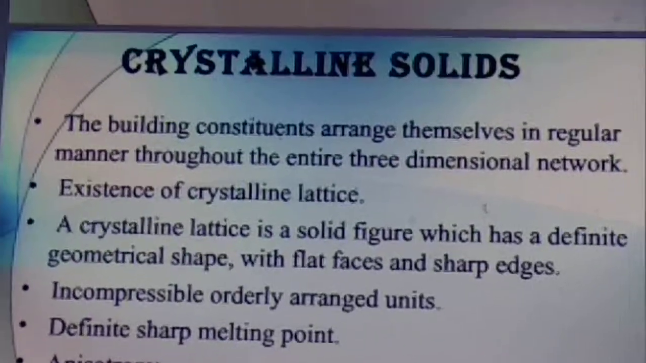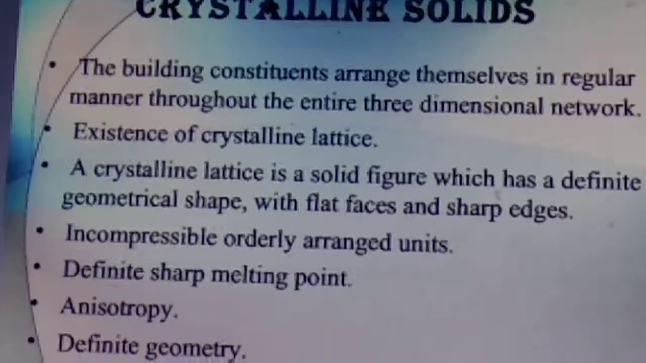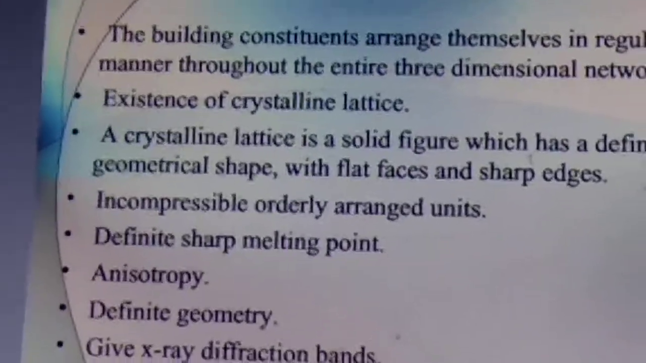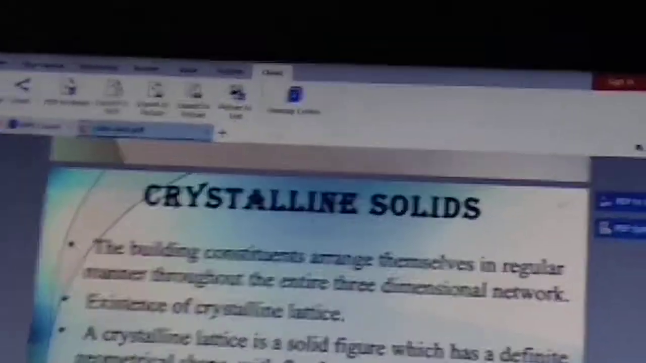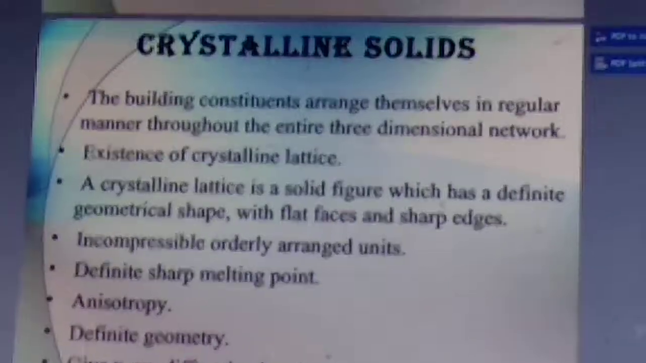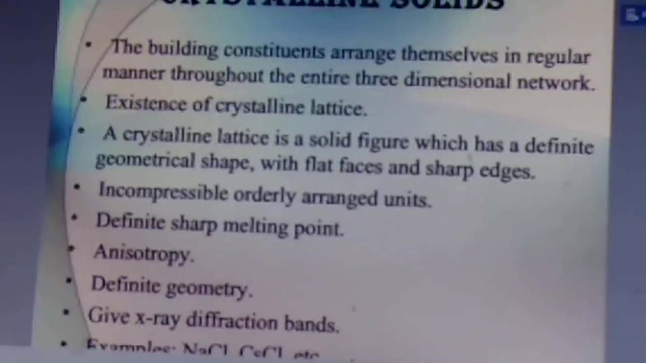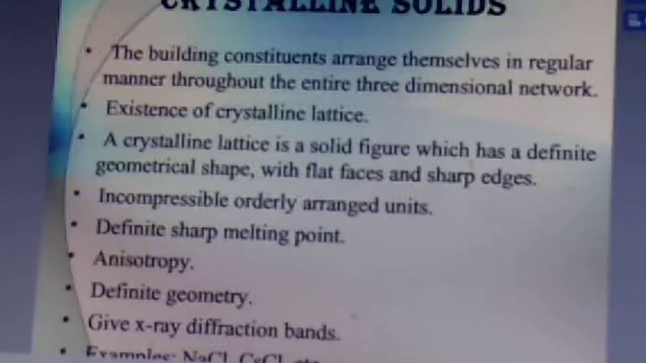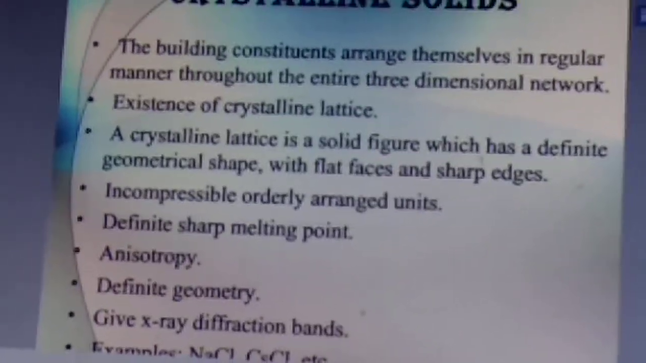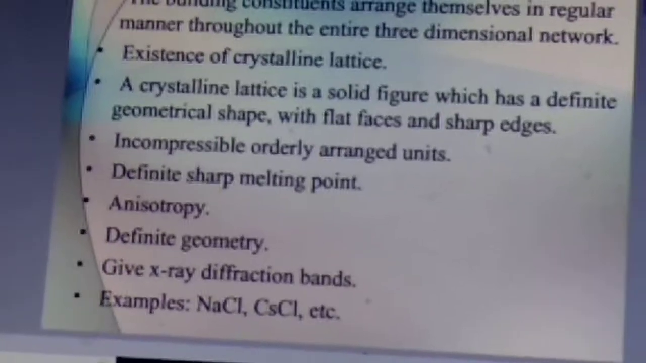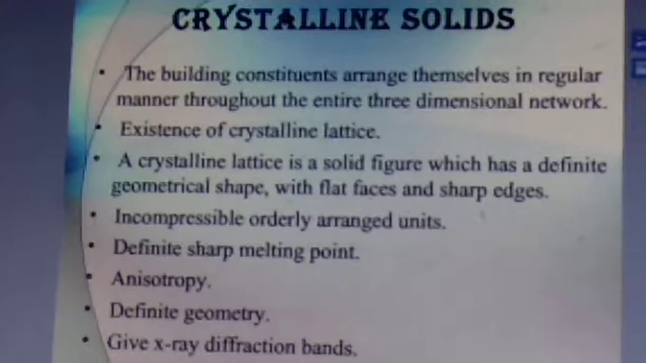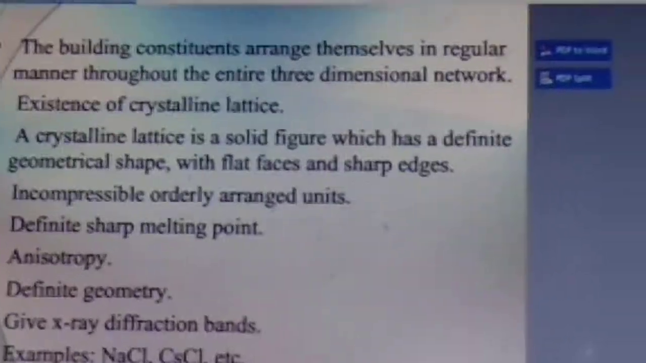It has definite sharp melting points. It has anisotropic nature. What is anisotropic nature? Properties like electrical and optical properties are different in different directions, because there is a different arrangement of the constituent particles in different directions. It has definite geometry and gives X-ray diffraction bands. Examples of crystalline solids are sodium chloride, cesium chloride, etc.